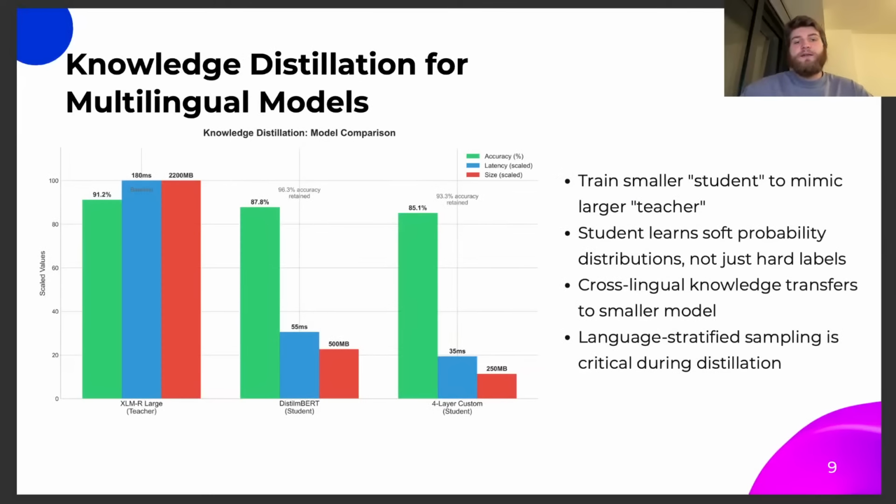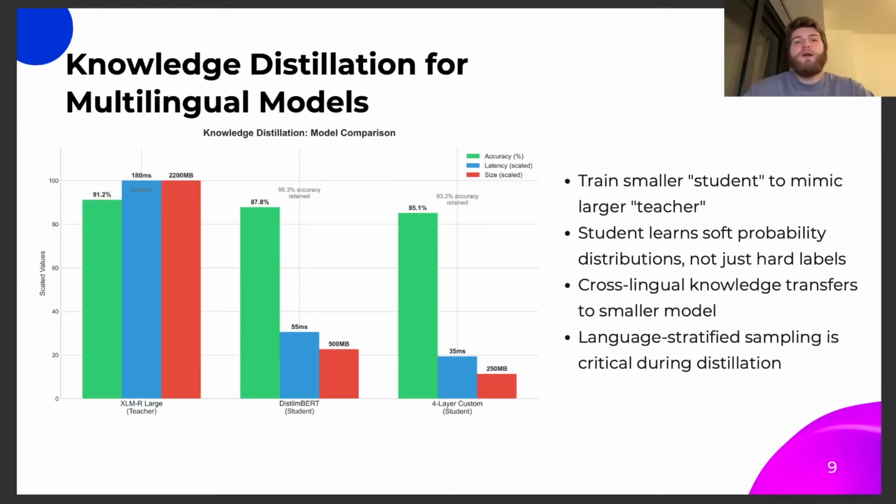Now let's dive into optimization techniques, starting with knowledge distillation, which is actually my favorite technique for multilingual optimization. So the concept is simple here. We train a smaller student model to mimic a larger teacher model. The student learns not just the correct labels, but the teacher's confidence distribution across all classes. This transfers more information than hard labels alone.